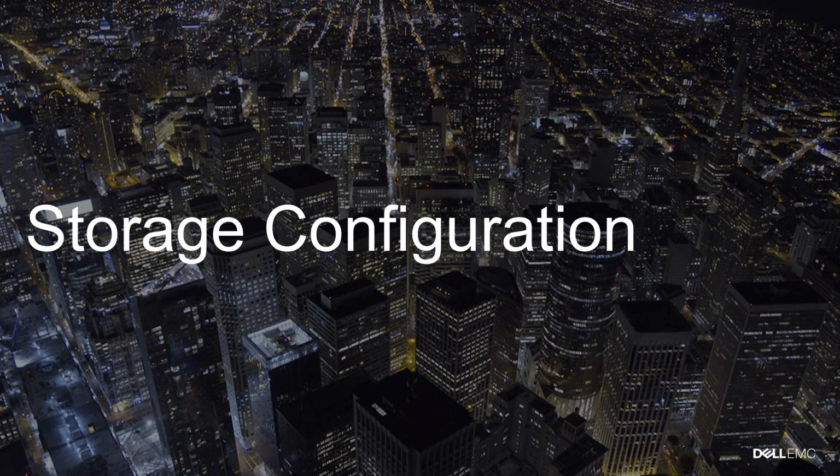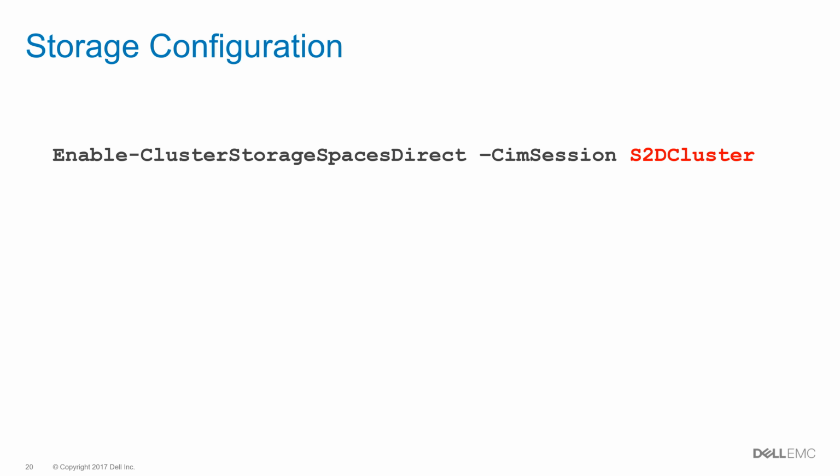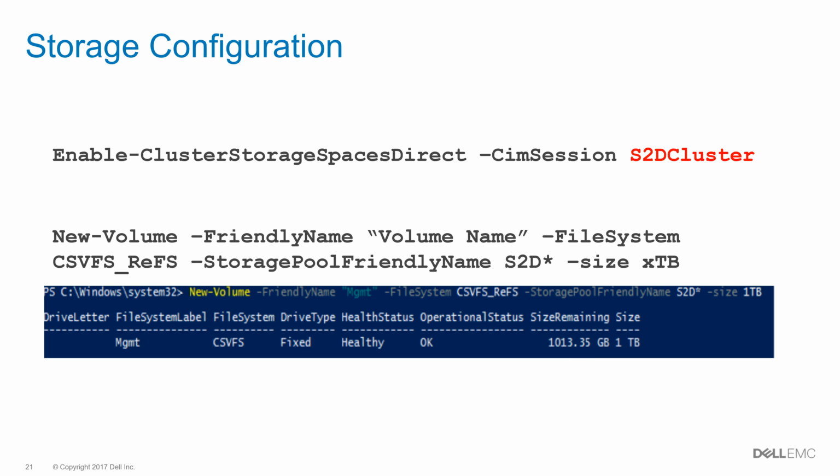At this point, we can enable Storage Spaces Direct by running this command. Make sure to use your cluster name where the red text is, and select Yes to All when prompted. Once completed, we can create storage volumes and add them to the cluster using the following command. You can repeat this second part to create as many storage volumes as are needed.